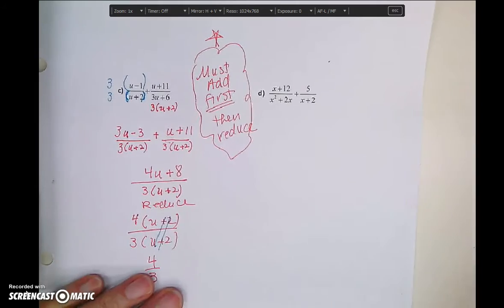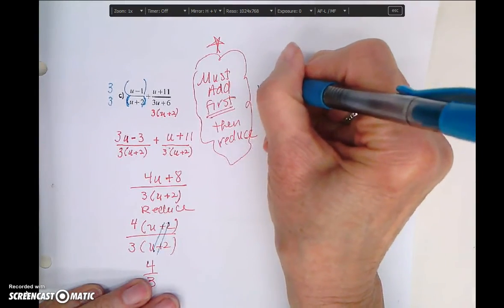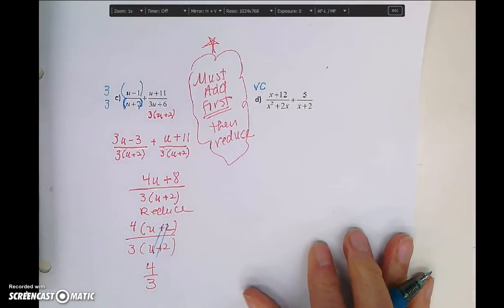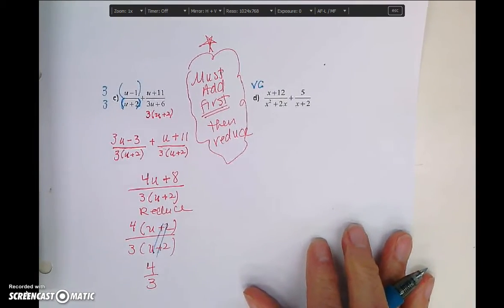I'm going to let you do D as a video check, but I would wait to do that. You can do it now if you wanted to, but you can wait to do that.